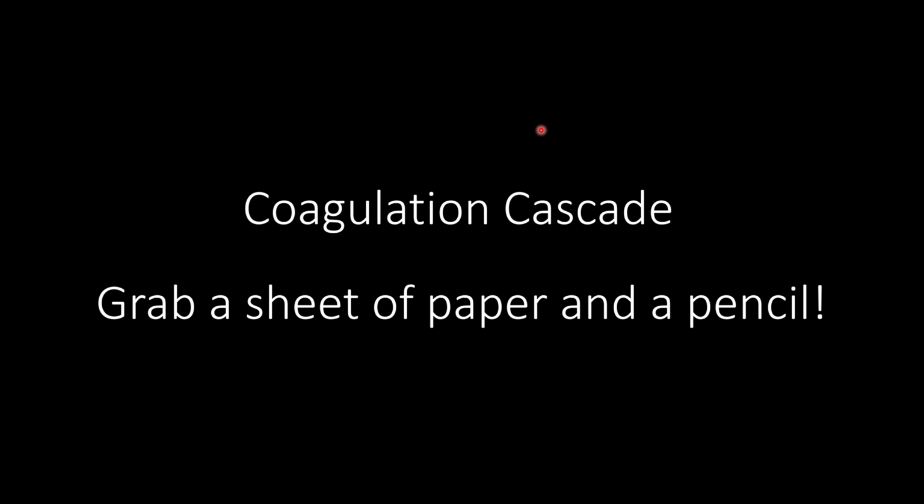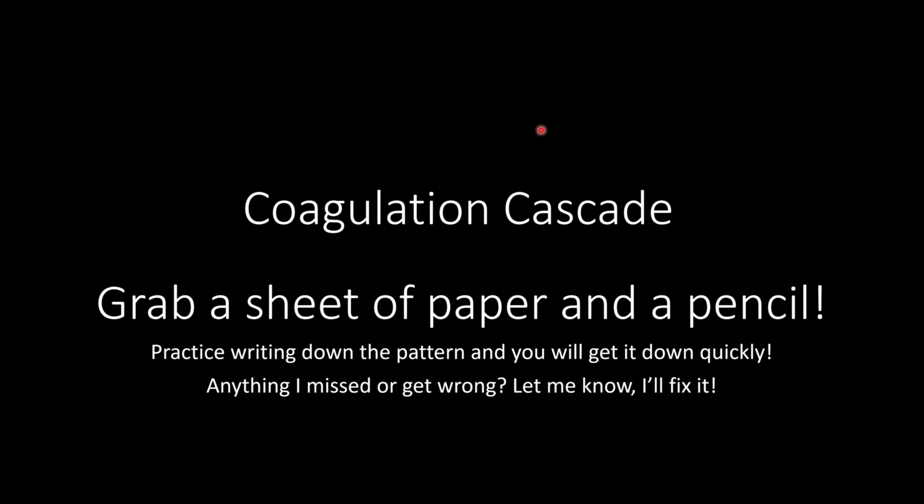Buckle up for this blazing fast way to memorize the basics of the coagulation cascade. Grab a pencil and a piece of paper, write this out, and you will be golden. The pattern of the coagulation cascade is not that hard once you get the basics. Memorize these factors in this order: 12, 11, 9, tricky, 10, 2, 1.